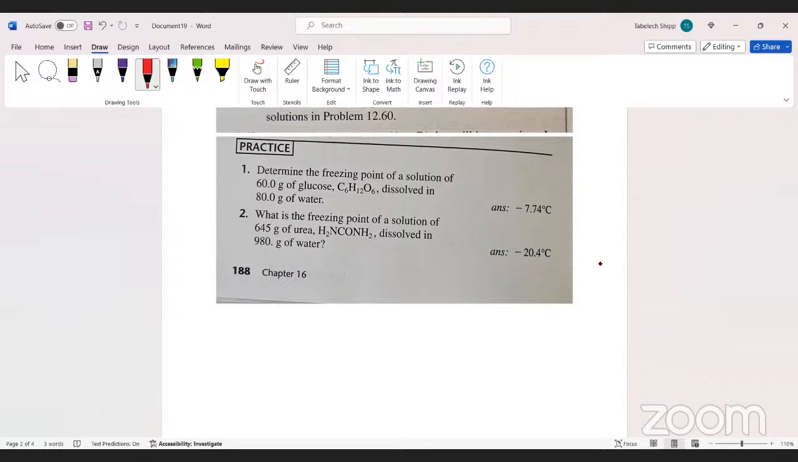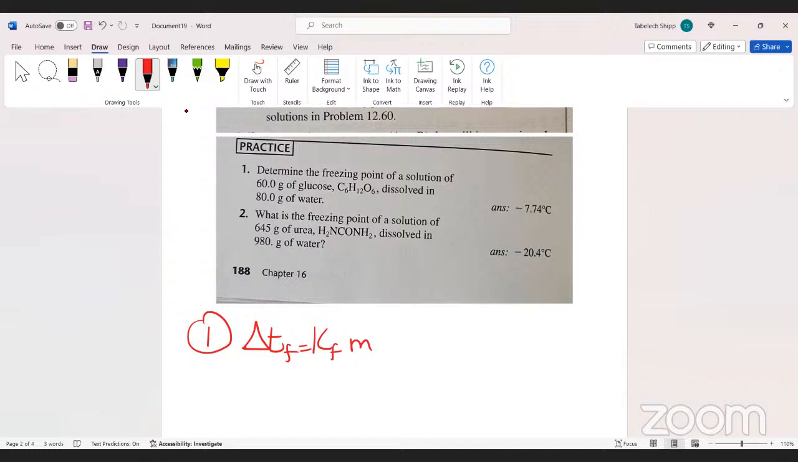All right. So for this next one, let's look at number one. We're not looking at number two, we're going to look at number one. It says determine the freezing point of a solution of 60.0 grams of glucose dissolved in 80 grams of water.